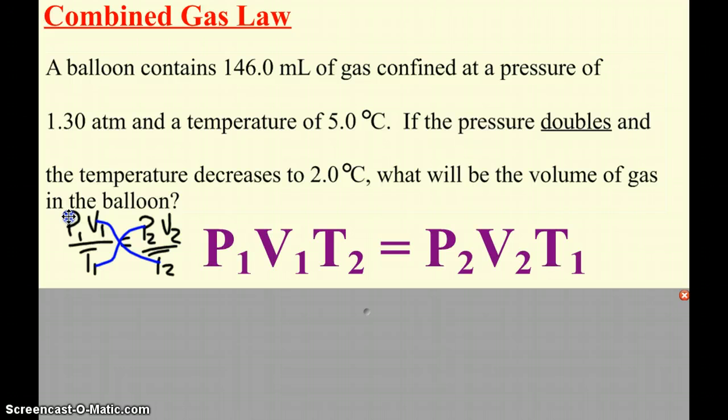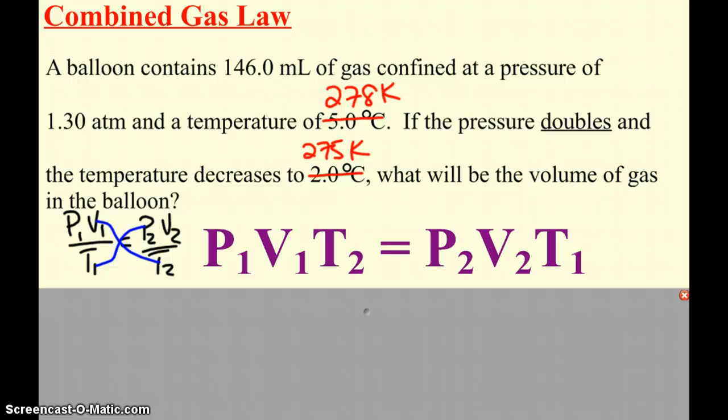Now again, rule of thumb with these gas laws, I really think you should always look and change temperatures right away no matter what. So again, 5 degrees Celsius, to me, that's 278 Kelvin, adding the 273. 2 degrees Celsius, 275 Kelvin. So now that we see that, then again it becomes one of our plug and chug situations.